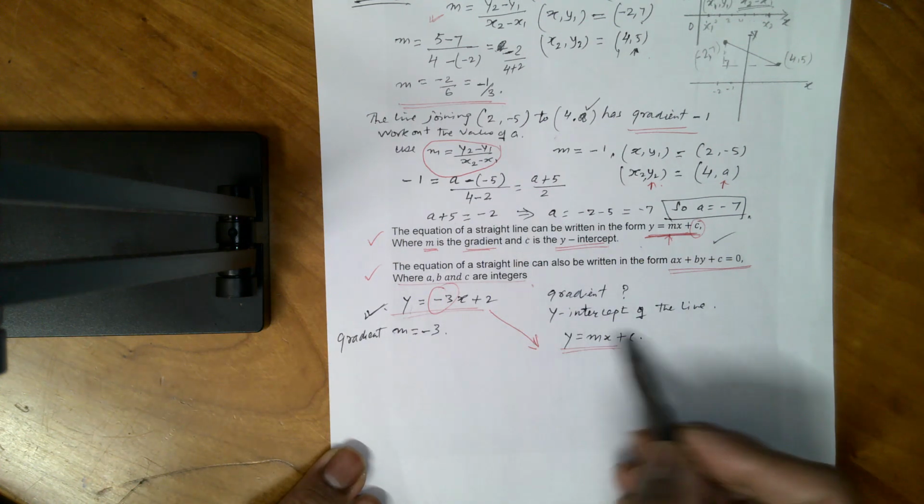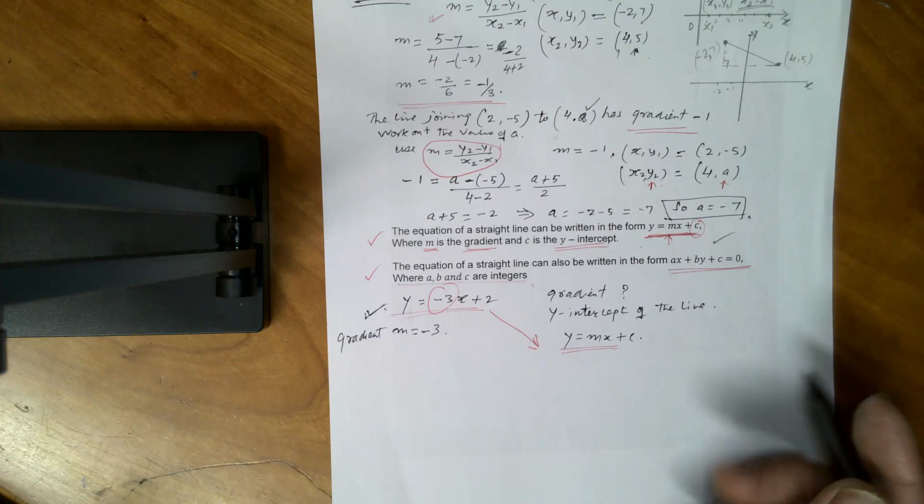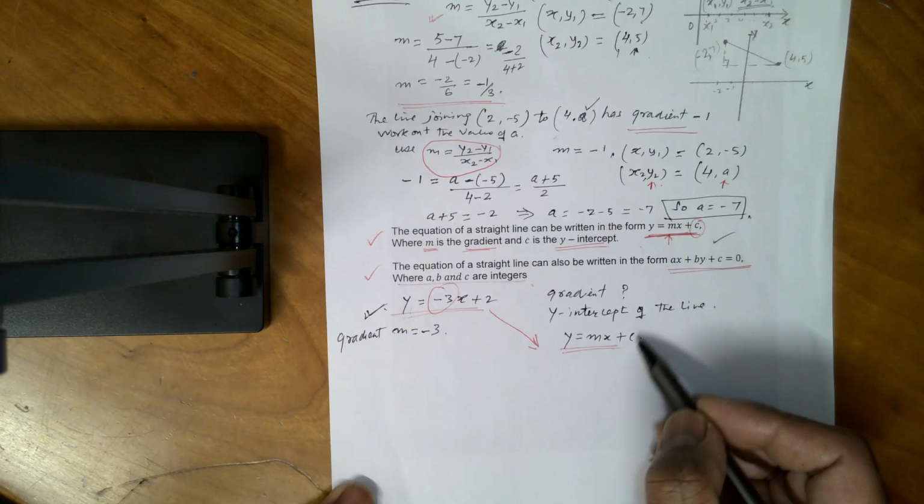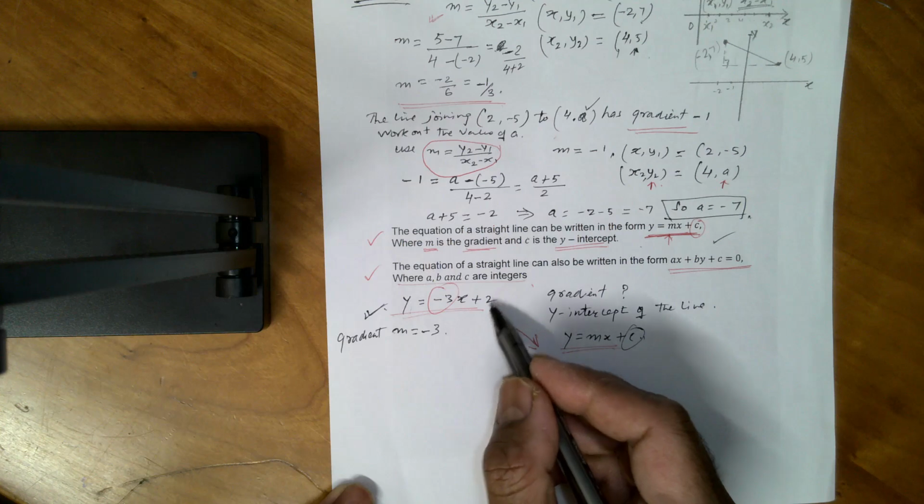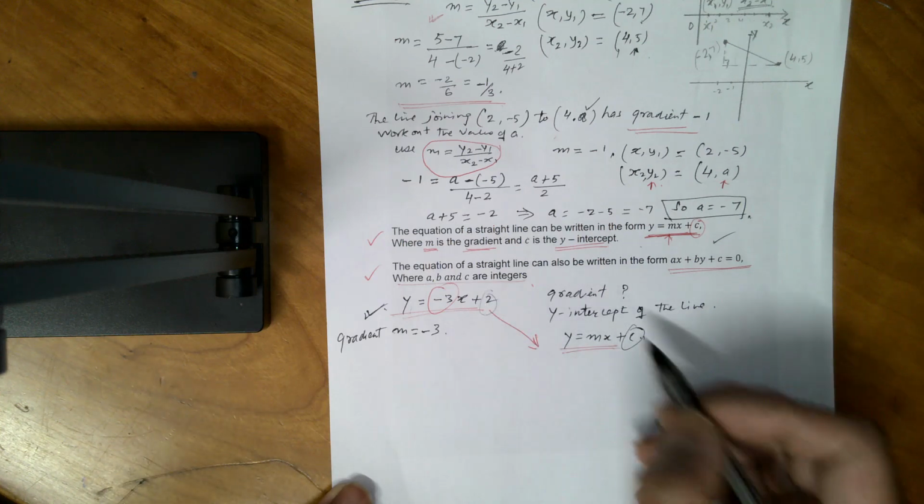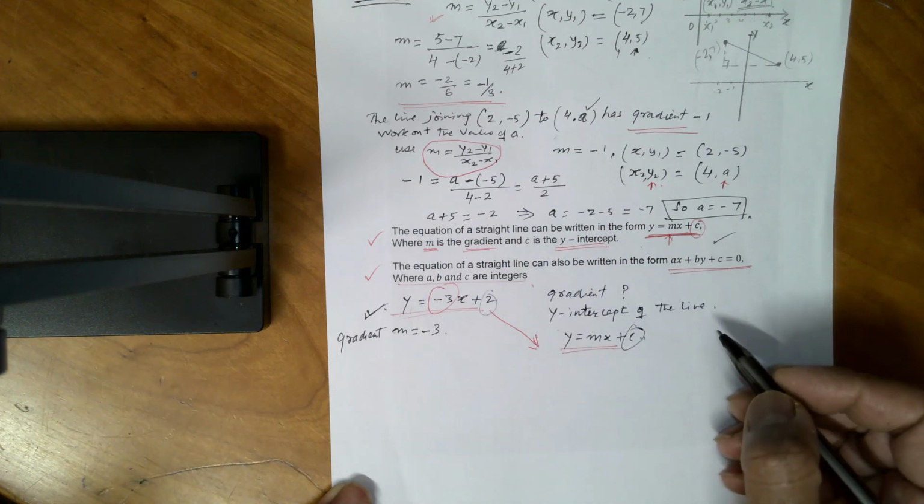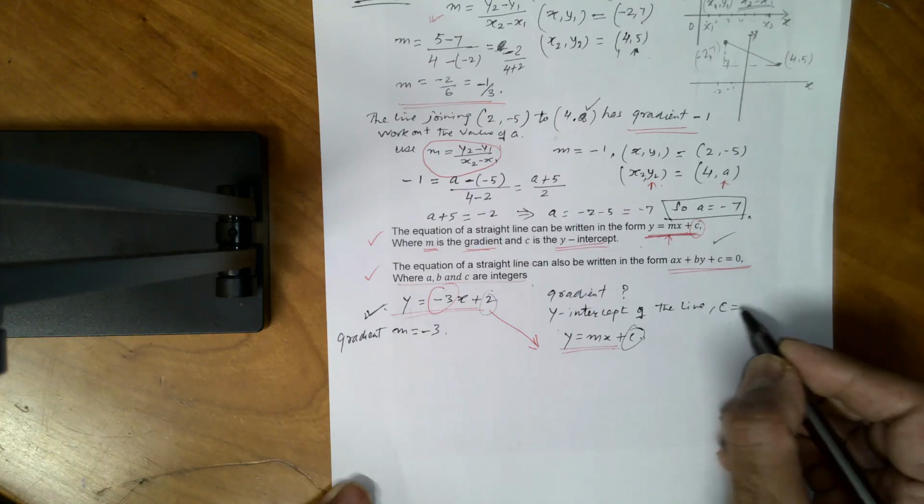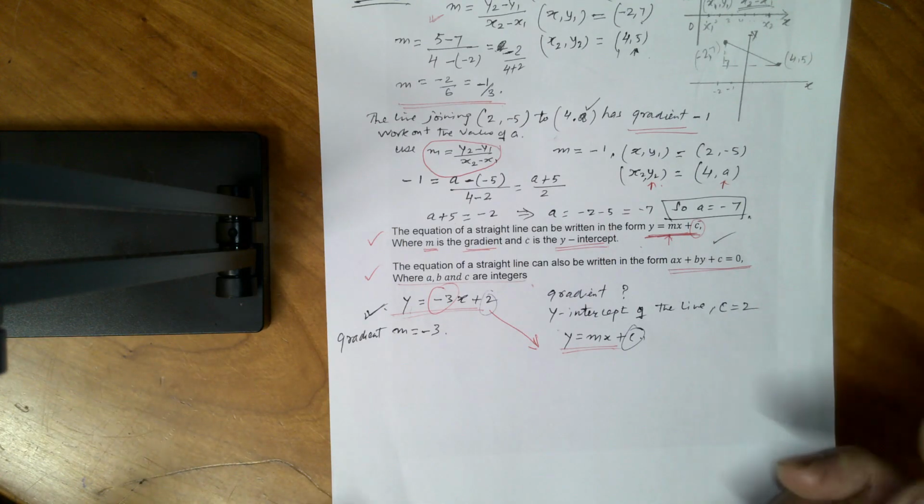Then it's asking you for the y-intercept of the line. The y-intercept of the line here is your c. So what is your c here? It's 2. So you can say the y-intercept of the line, c, is equal to 2. So this is what you got.